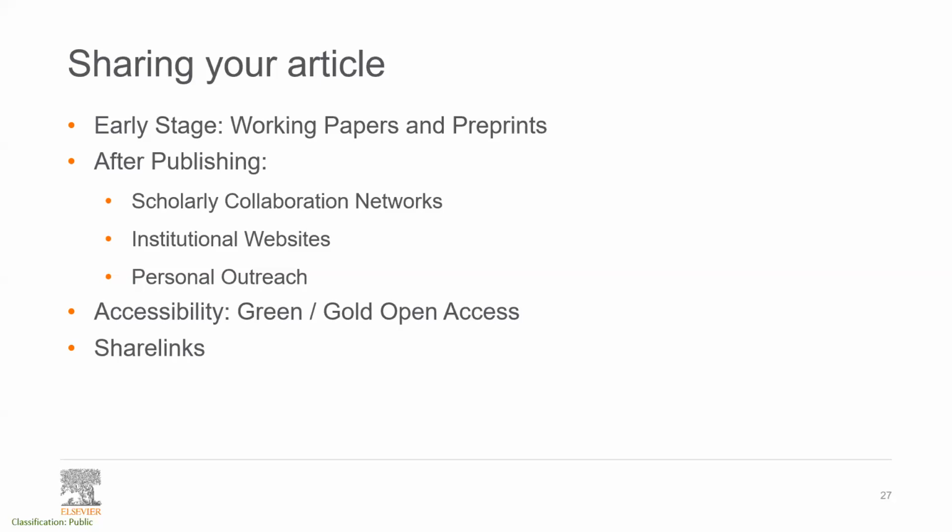and I'm going to be discussing share links. Let me ask you just here for a minute, which of these terms that you see on screen are you familiar with? Working papers, preprints, green open access, gold open access, and share links. So just let me mark them a little bit. Working papers, preprints, scholarly collaboration networks, green and gold open access, and share links. Are you familiar with any of those terms? Let us know on chat.